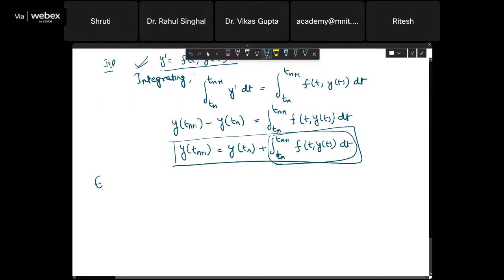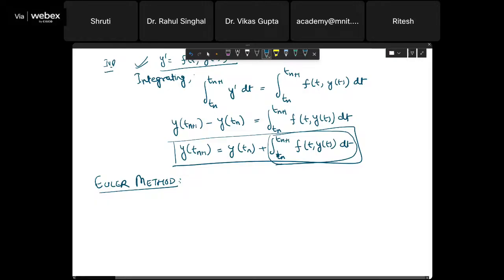So first of all, we will derive the method which is known as the Euler method. Okay. So this method will be derived with the idea that this function f of t, y of t we can simply consider as a constant. And what will be that constant? The value of the function at the point T_n.